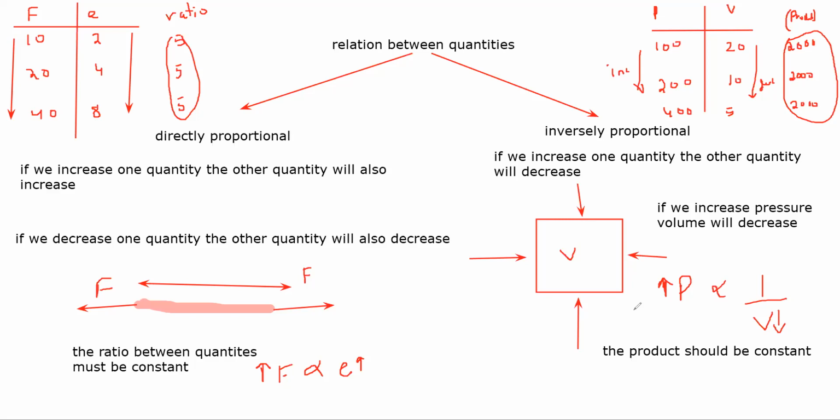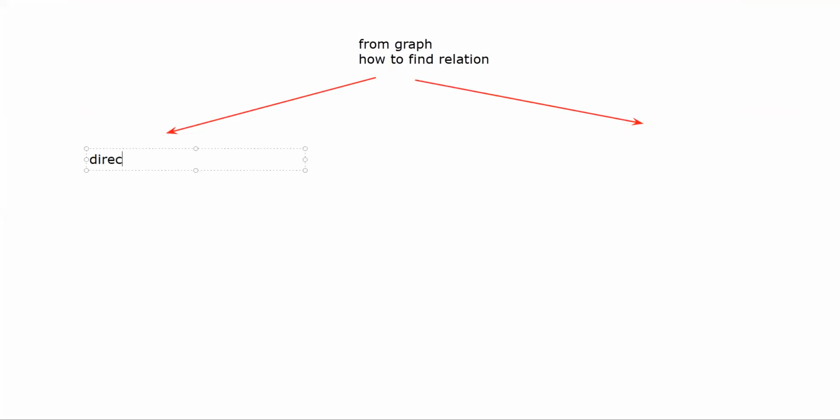Then, how can we identify from the graph? Sometimes the graph is given and the table is not there. If the quantities are directly proportional, then number one, it should be a straight line graph, and it should start from the origin. So if it's a straight line graph and starts from the origin, then we call them directly proportional quantities.